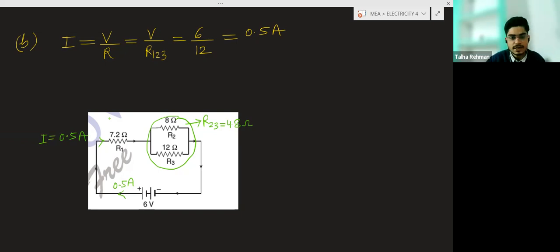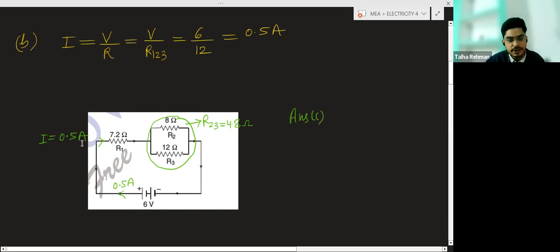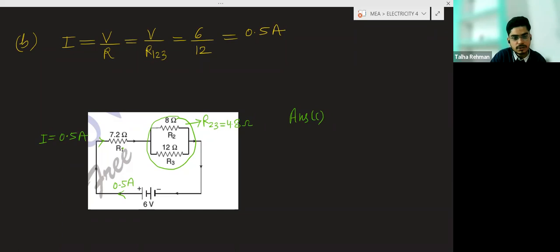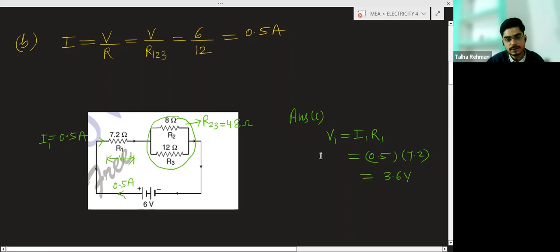Now they are asking answer number C. The potential difference across R1, I am considering it as V1. So V1 can be written as current I1 into R1. It will be 0.5 and R1 is 7.2. So you will get 3.6 volt. This is the answer number C.